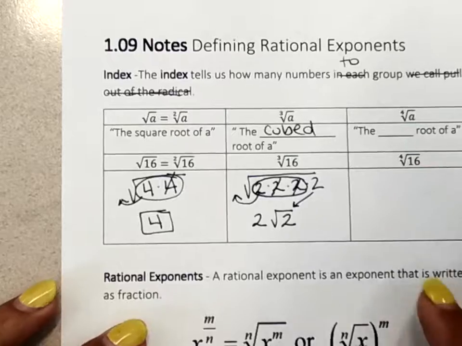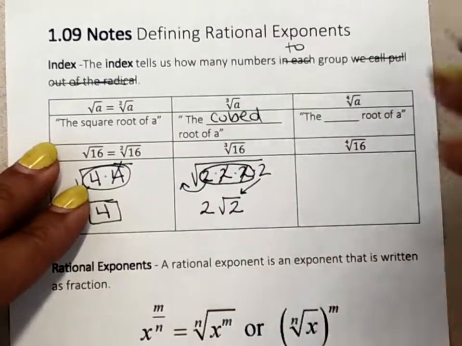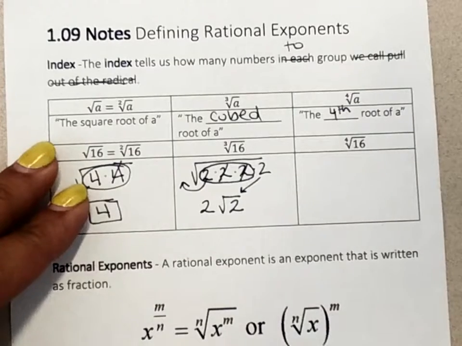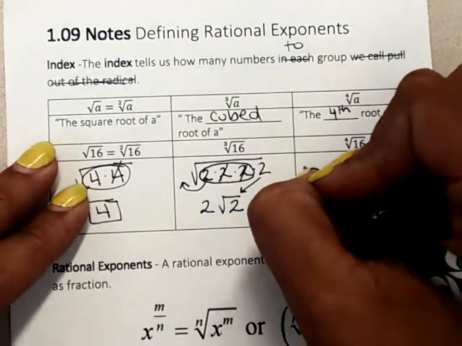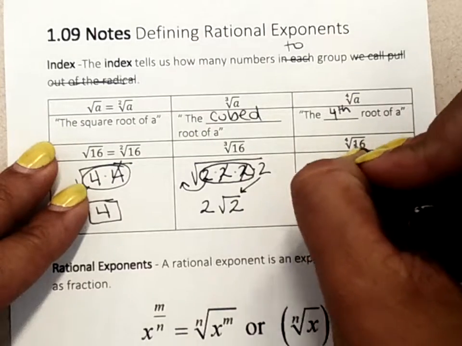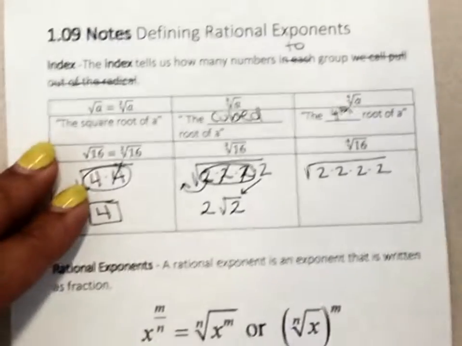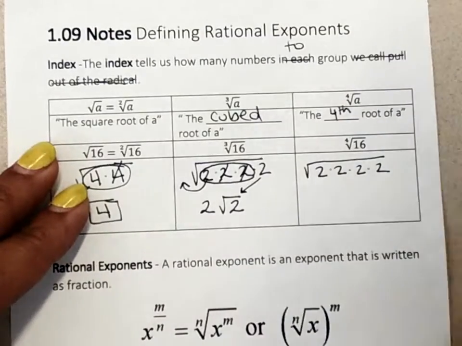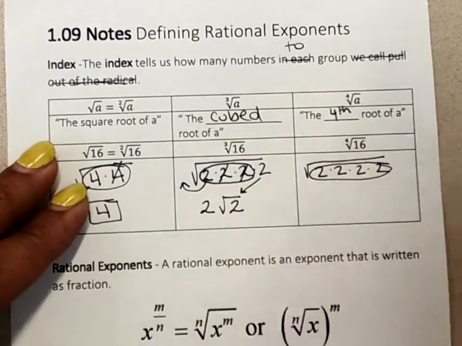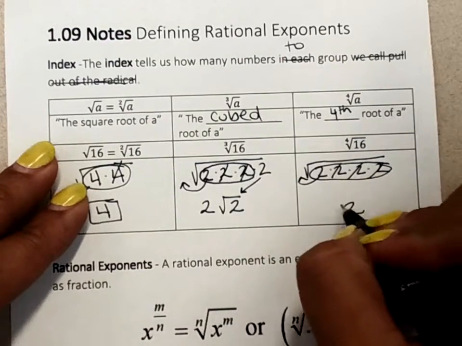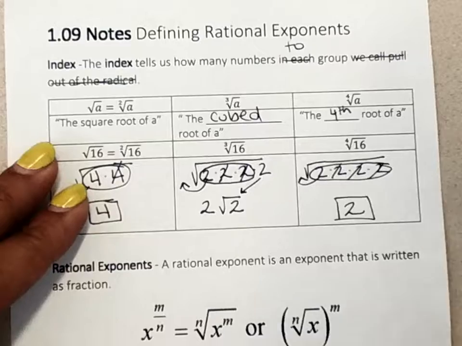The last example, we would pronounce this as the 4th root of A. This tells us we're grouping things into 4s now. So again, the 4th root of 16 can be broken down into four 2s. This is a perfect group of 4. Again, only 1 is pulled out, and that is our final answer.